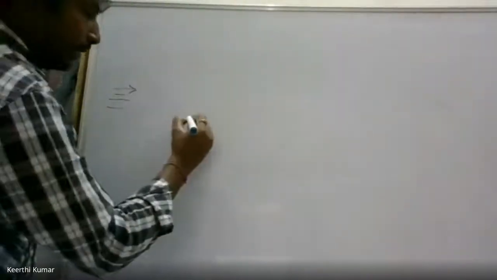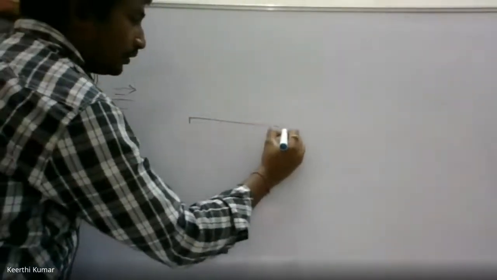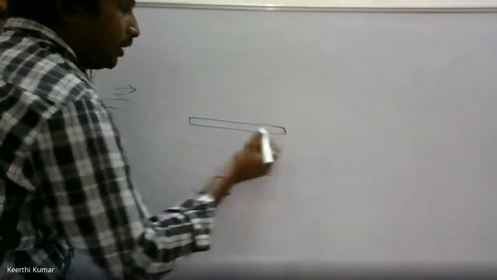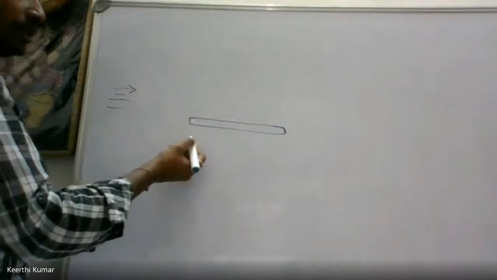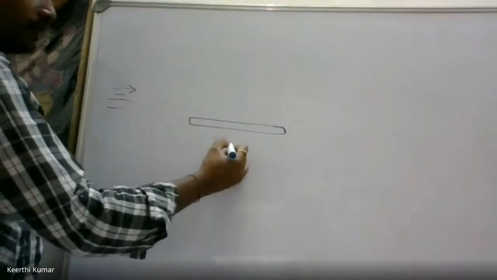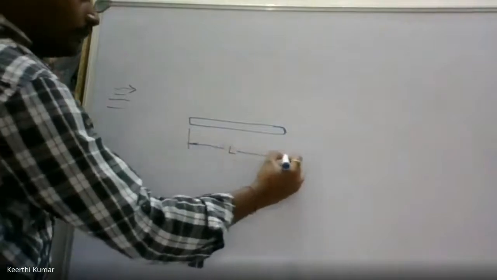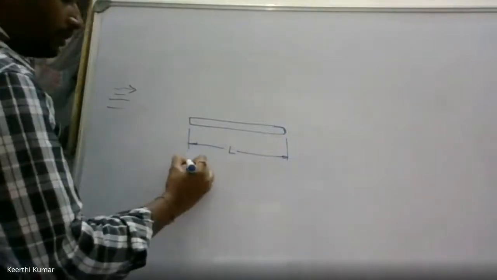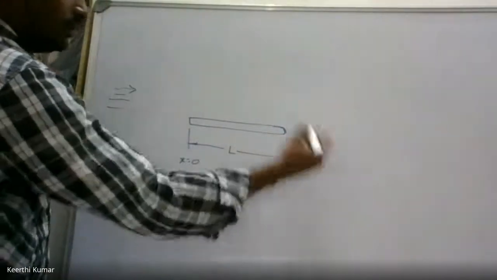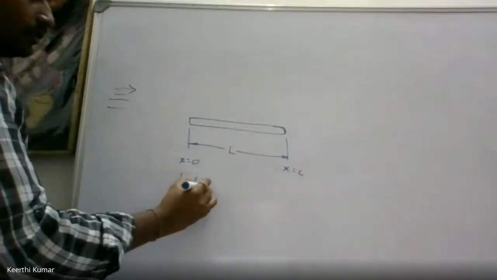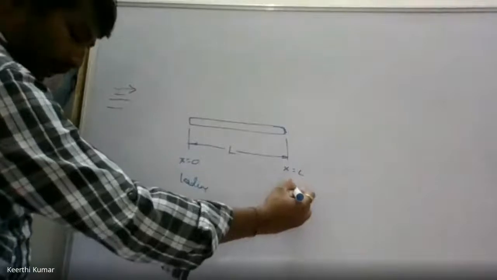So here also I'll draw one plate. Till now we discussed only the velocity. Now we'll discuss the temperature. As usual, this is L, the entire length of the plate. Here x is equal to 0, and x is equal to L. This is called the leading edge, and this is called the trailing edge.